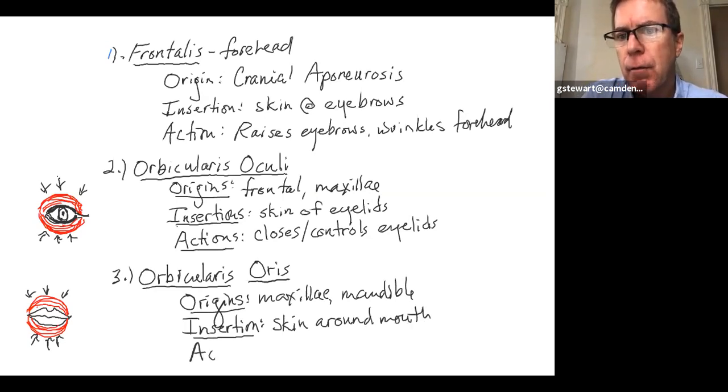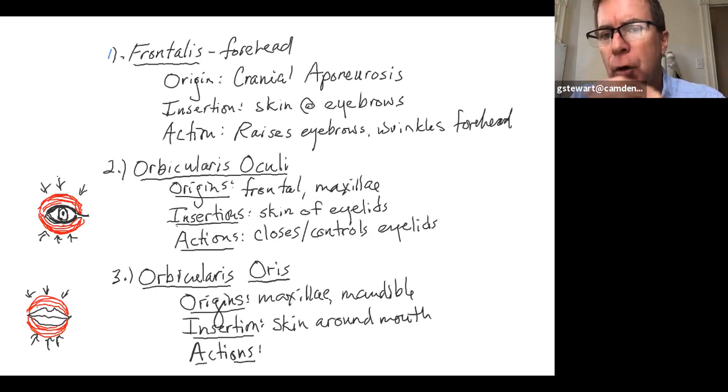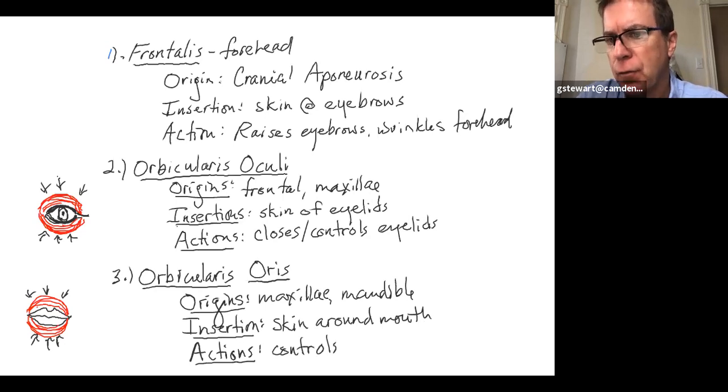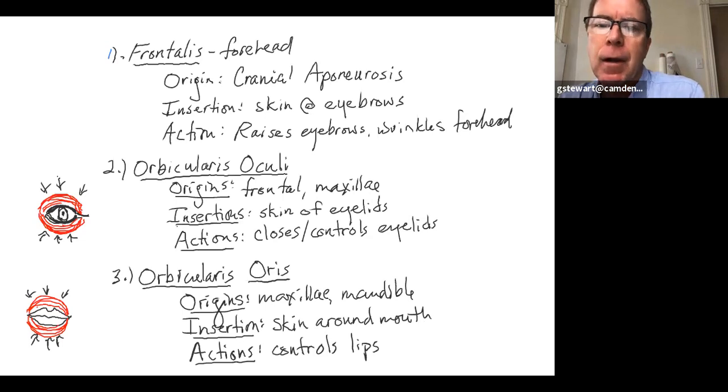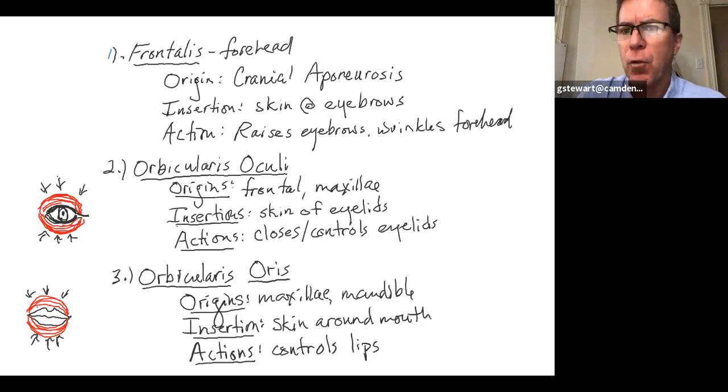Actions. When this muscle contracts, it does a lot of things. Mostly it controls the lips. I'm simplifying this for you so it's easier to remember and keep track of it. So when we speak, when we pucker our lips, when we smile, there are other muscles involved with smiling, but the orbicularis oris is one of the main ones.